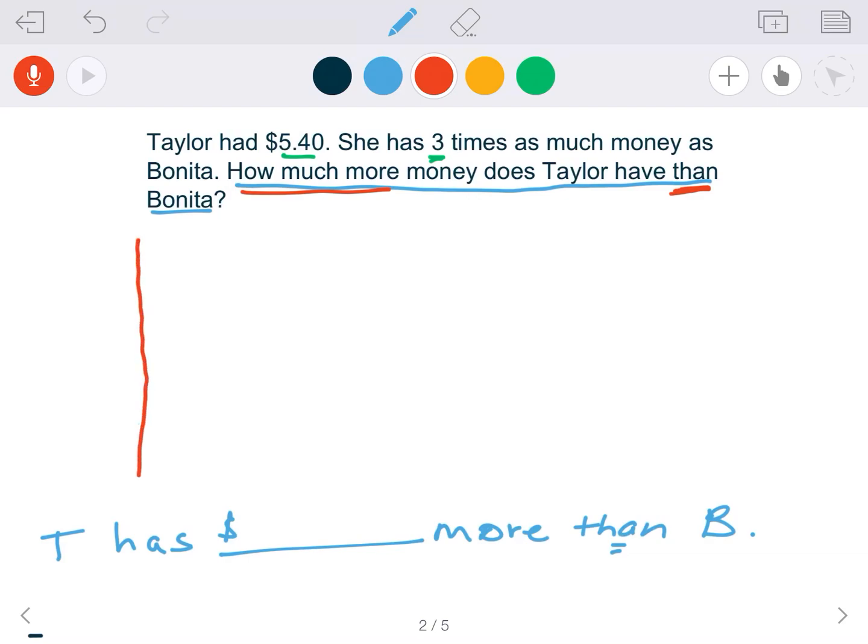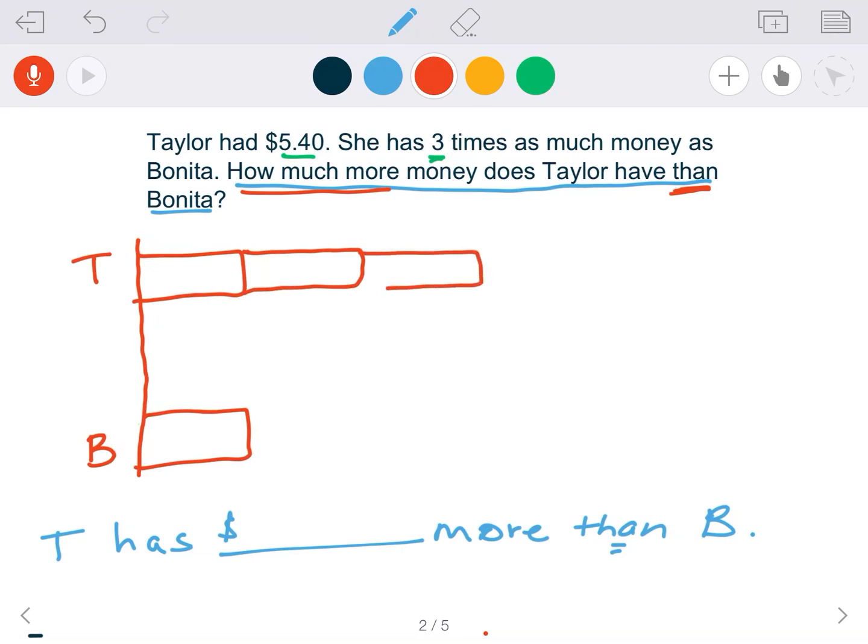So go ahead and draw your starting bar. We're going to put a T for Taylor. We're going to put a B for Bonita. And they both have some money. But Taylor has 3 times as much as Bonita. So I need to make 2 more of these, about the same size. It doesn't have to be exact, but just so you can see.